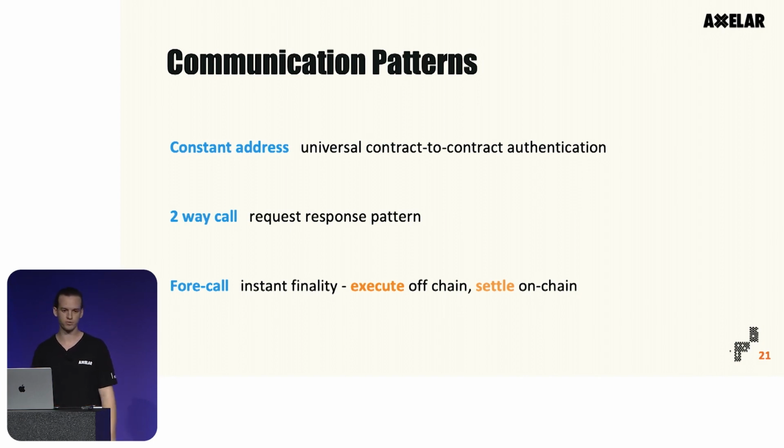And then we've also got this for-call feature. What that provides you is essentially instant finality. So you make the request, and then some off-chain services are going to go and immediately deliver that request to the destination, and then it's going to get settled through the Axelar network, which is limited by the latency of the source and destination chains.